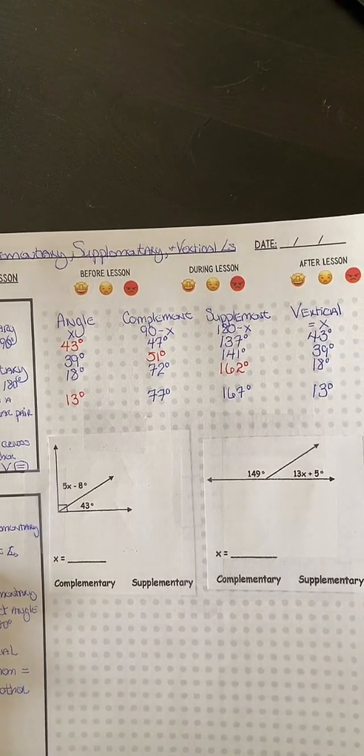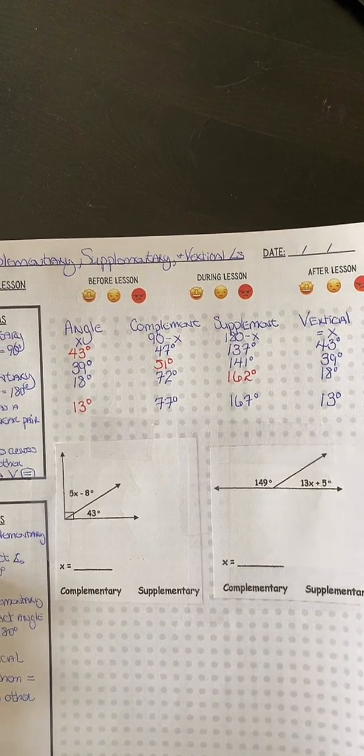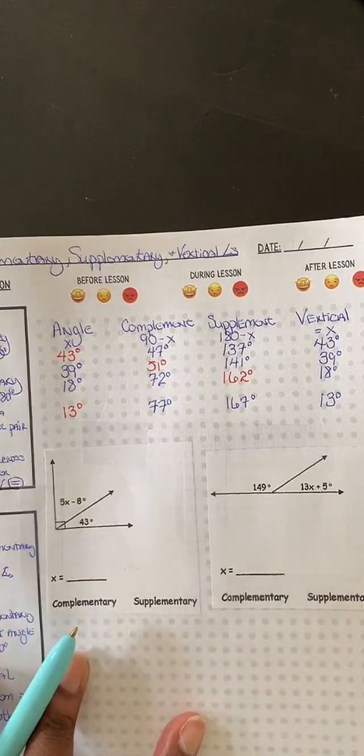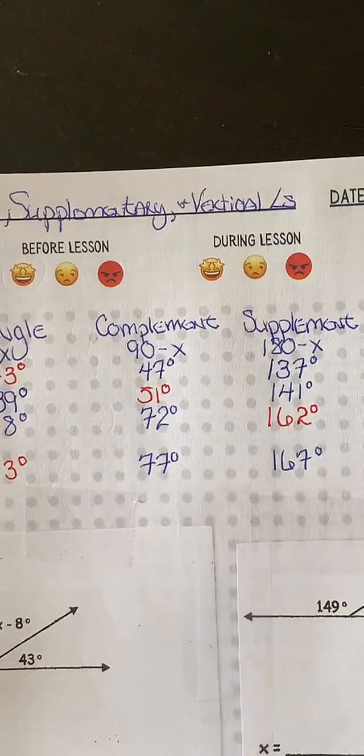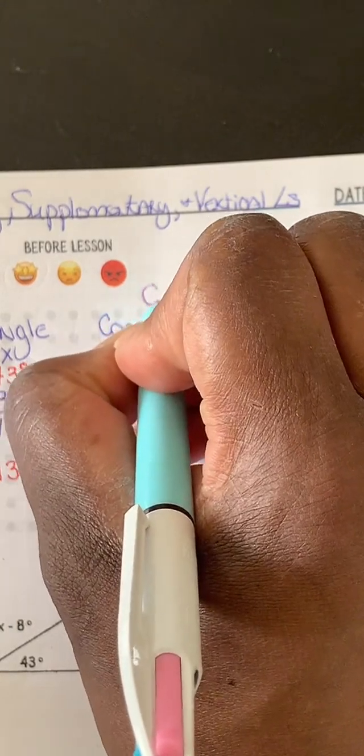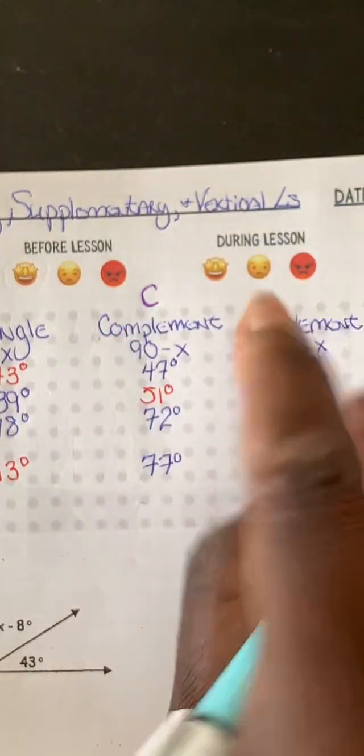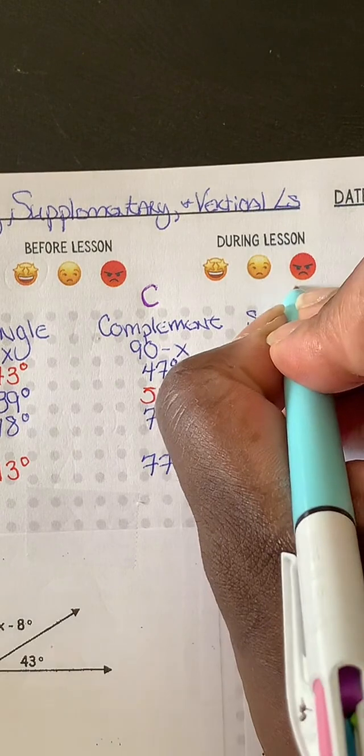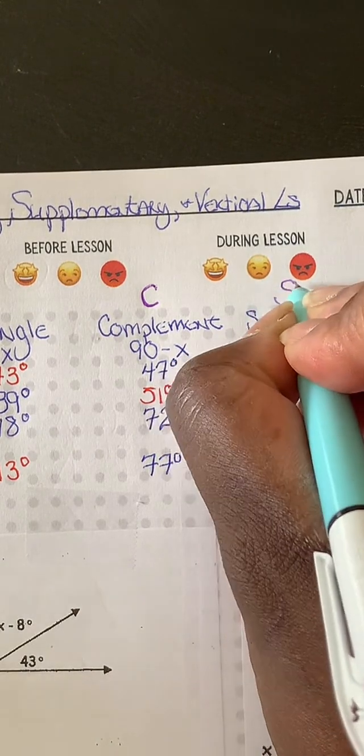Okay? So if you can't remember which is going to be the complement and which is going to be the supplement, here is a simple, easy trick that I've learned. I did not invent this, okay? It's been passed on by generations and generations. So, complement begins with a C, so I draw a C, and supplement begins with an S. I'm drawing my S.